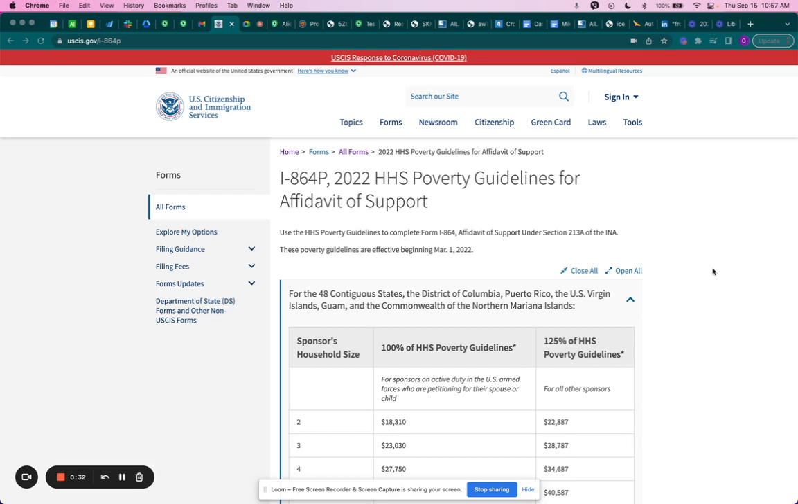In addition, you have to prove that the sponsor, whether it's the petitioner or the joint sponsor, is domiciled in the U.S., and you can do that through a driver's license. And lastly, you need proof that they're at least a green card holder or a U.S. citizen, and you can do that through their green card or proof of citizenship. These are some of the things needed to prove sponsorship.